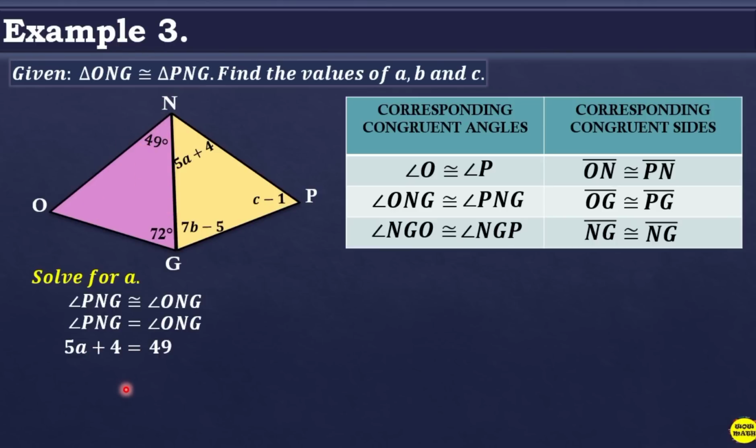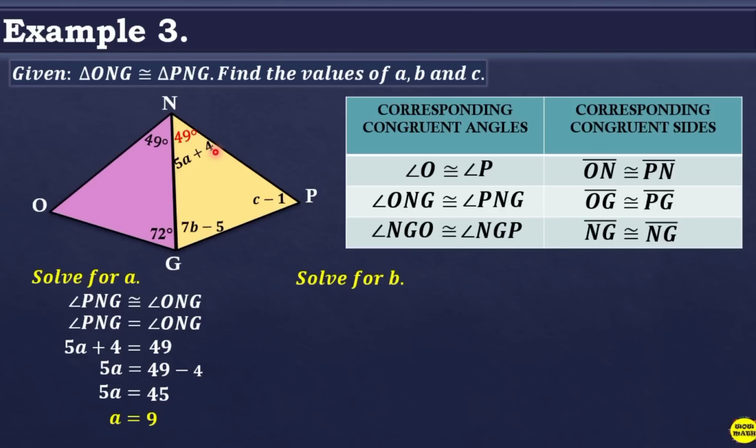So, let us solve for A. 5A plus 4 is equal to 49. Transpose mo si 4, that is minus 4. 5A is equal to 45. So, divide both sides by 5. 45 divide 5, your A is equal to 9. So, pag sinubstitute natin dito si 9, 5 times 9 is 45 plus 4, this is also 49 degrees.